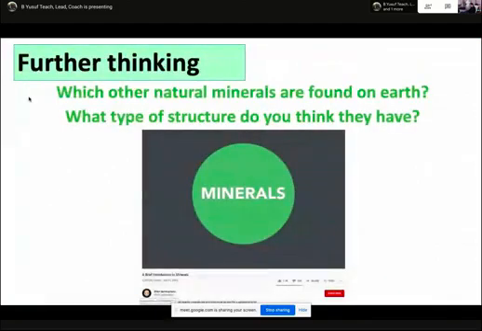So as part of your further thinking, I want you to think about which other natural minerals are found on the earth. And diamond is an example of many types of other minerals you can actually see. And I want you to think about what type of structure do you think they actually have. So if you can actually Google this, it's Mike Simatano, I mispronounced his name most likely. But if you actually Google or go to YouTube, A Brief Introduction to Minerals, it's about maybe 7 minutes, but it's a very interesting overview about the different types of minerals that are found on Earth and the type of structures they actually have, which links to today's learning.